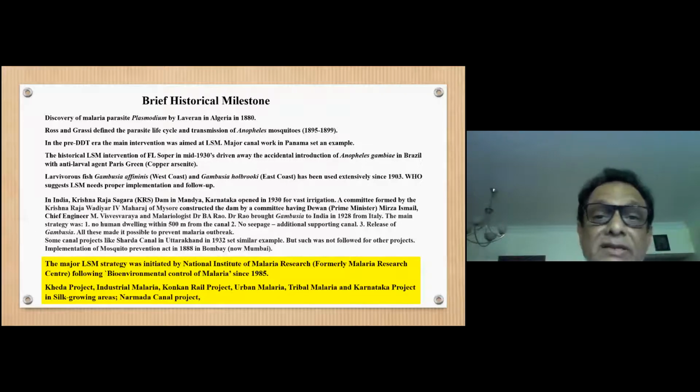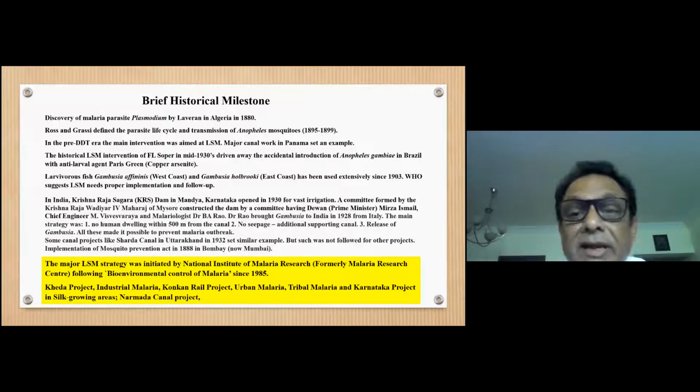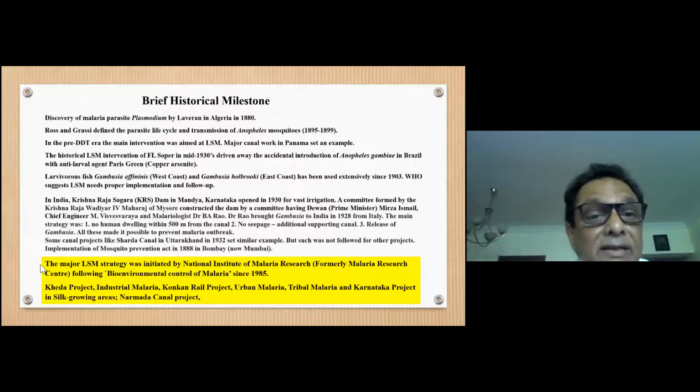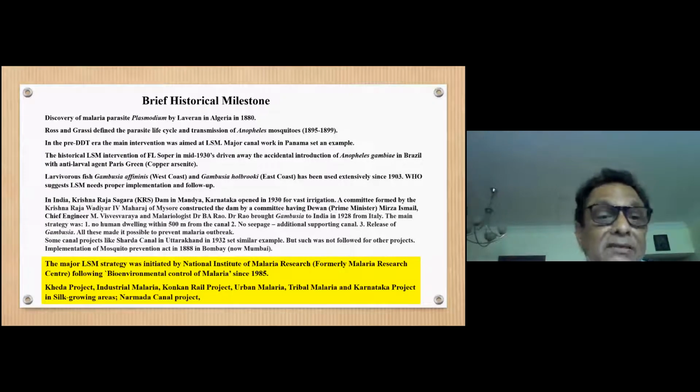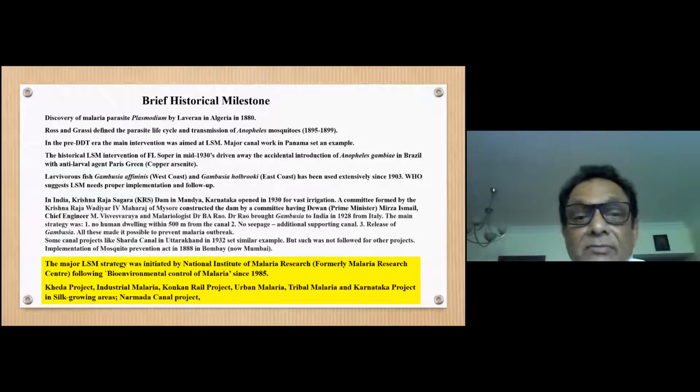He could demonstrate that if we properly use LSM, in the period 1935 to 40, he could drive away Anopheles gambiae from Brazil with Paris green. And there was the fish Gambusia affinis, a West Coast fish. Gambusia has many species; Gambusia holbrooki is an East Coast one, used since 1903. WHO suggests that LSM needs proper implementation and follow-up, which is not done, and many examples are there.